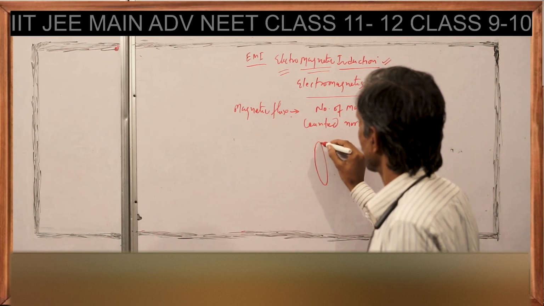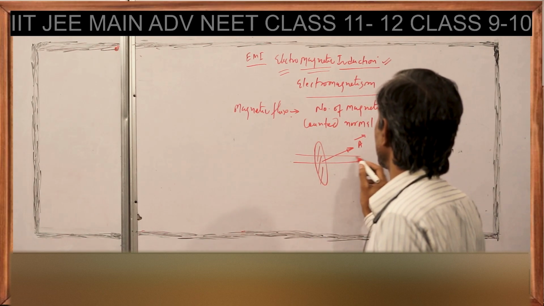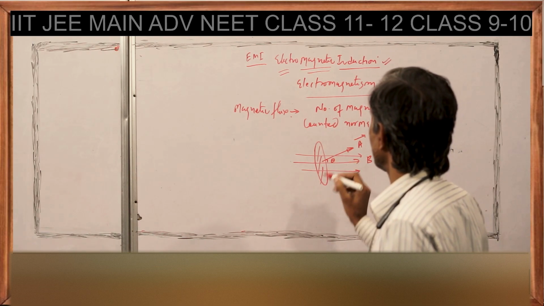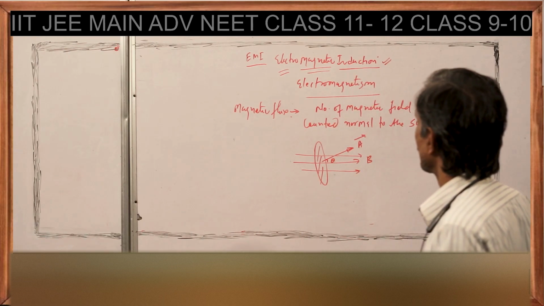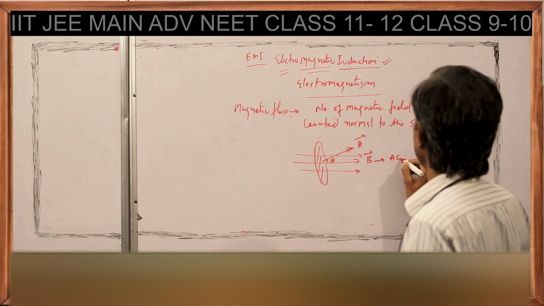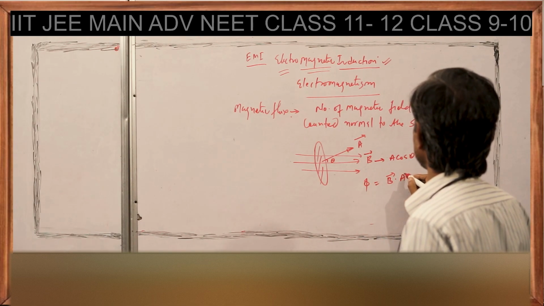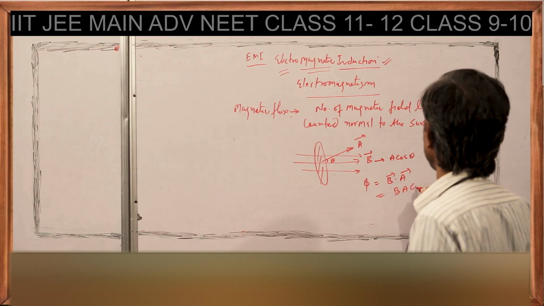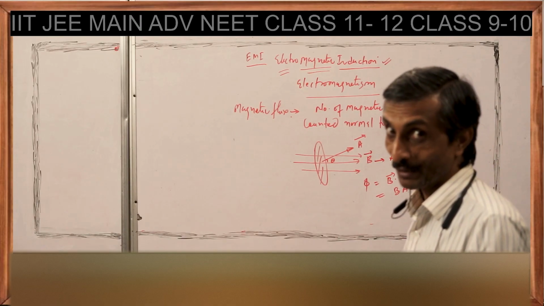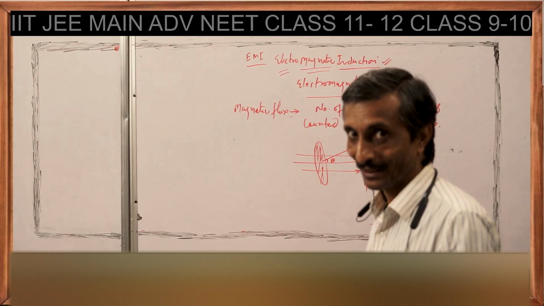Suppose this is the surface and this perpendicular is called the surface area vector, and here are the magnetic field lines in this direction. Then this angle is theta, so the component of the field is B cos theta, or the component of area in the field direction will be A cos theta. So we can say the flux is B dot A, which is BA cos theta. The angle is between the area vector and the magnetic field vector, not the plane, because this is the plane of the area.